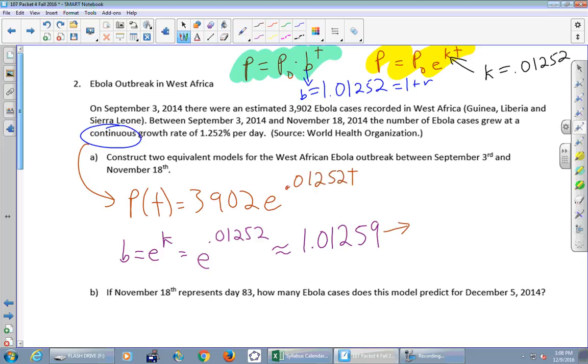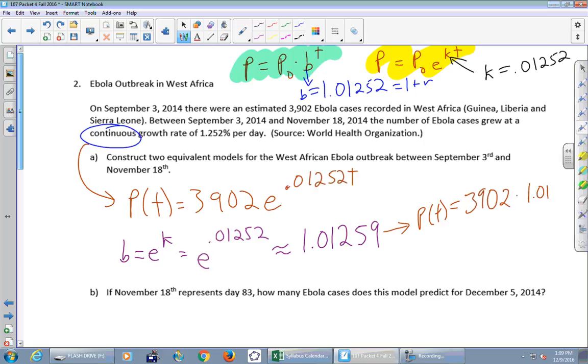So first formula, P of T equals the initial population, which is still 3902, times B. We've just discovered that B is 1.01259, this number from the calculator. So 3902 times 1.01259, again the blue formula, raised to the T. And that's it. That's the other formula that we could use.